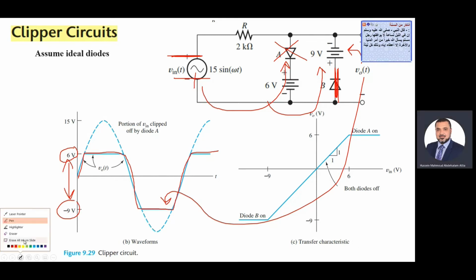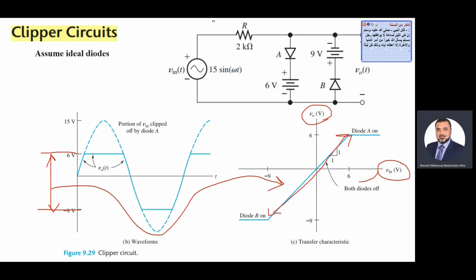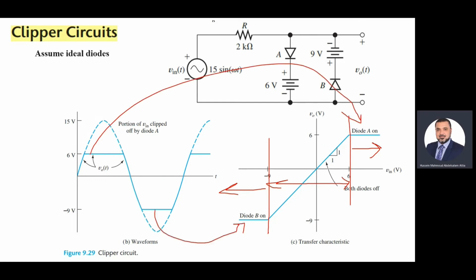What about the transfer function, V out versus V input? As you can see here, V out is the same as V input when V input is between 6 and -9. From here to here, V out is the same as V input. Once V input exceeds 6 or goes below -9, the output is limited to 6 and -9. During all this time, V out is the same as V input. On the other side, V out will be limited to 6 or -9. This is V out versus V input.